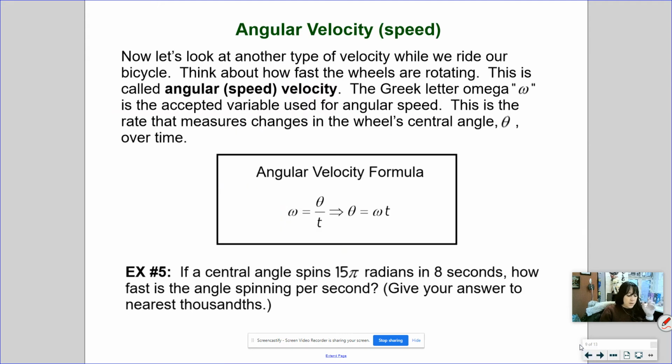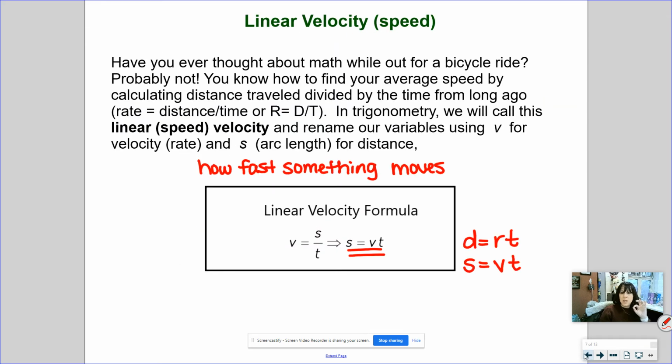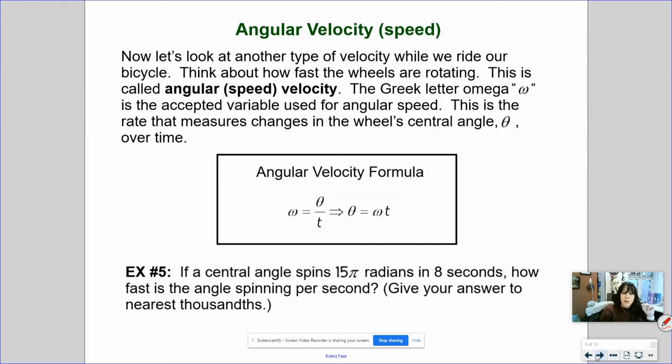Okay, let's look at another problem that's somewhat similar. So angular velocity. Back here, this was linear velocity, so straight line movement or distance movement. Angular velocity is how fast, still speed, but it's how fast something rotates. Okay, so let's write that down. How fast something rotates. So think of like a wheel. In this example, they talk about a bicycle and the wheel spinning. That's what you're looking at, like how fast is that wheel spinning?